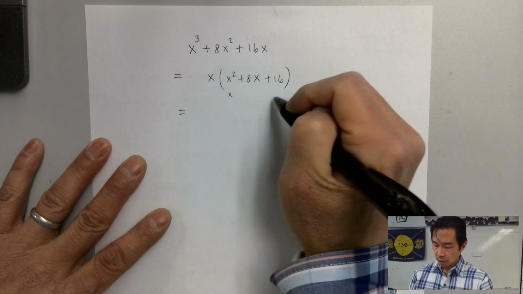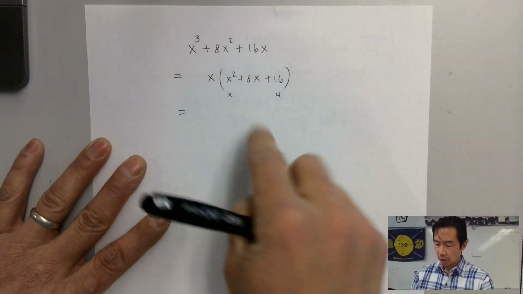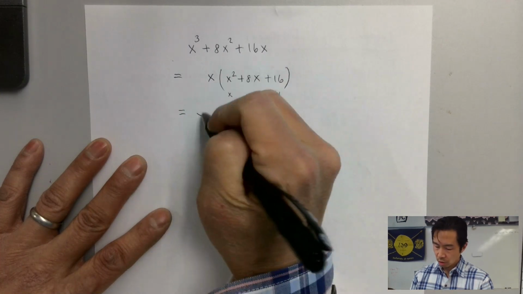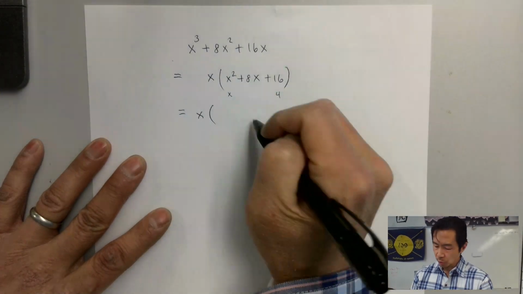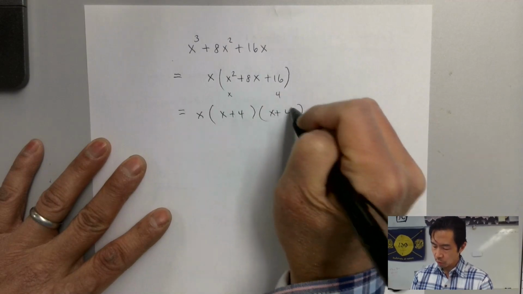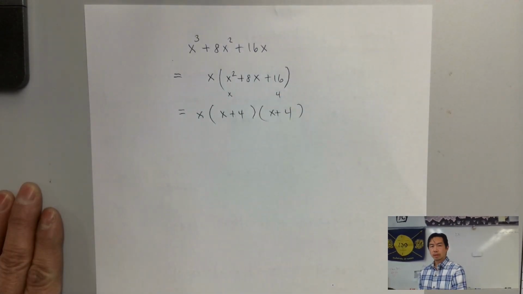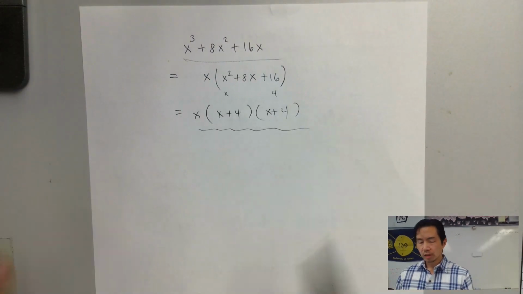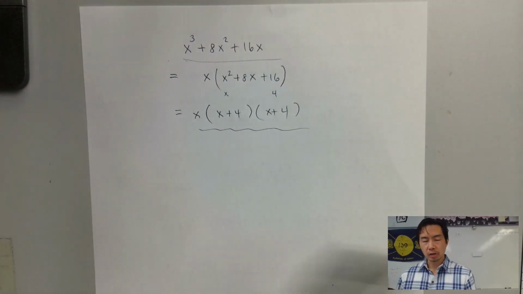The square root of x squared is x, the square root of 16 is 4, and the middle term is 2 times 4 times x. So this trinomial becomes x plus 4, x plus 4. So this trinomial factors into 3 factors, x and then a couple of x plus 4s.